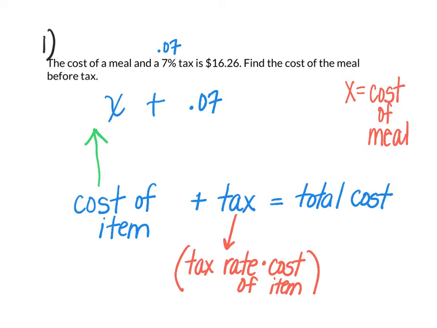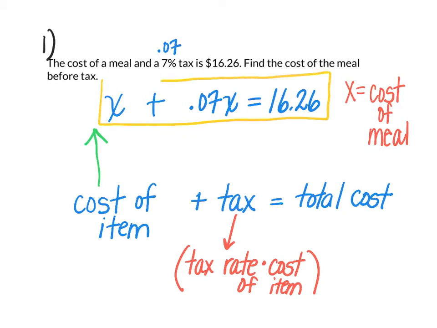And then the next part is times the cost of the item. We don't know the actual cost of the item, we're just calling it X. So that's the tax: 0.07X. And then that equals the total cost of the meal, which was $16.26. So this is the equation I'm working with: X plus 0.07X is equal to $16.26. When you're paying tax on an item, you're buying the item plus a little bit more of the item. That's what the tax is. You're spending a little bit more percentage of that item.